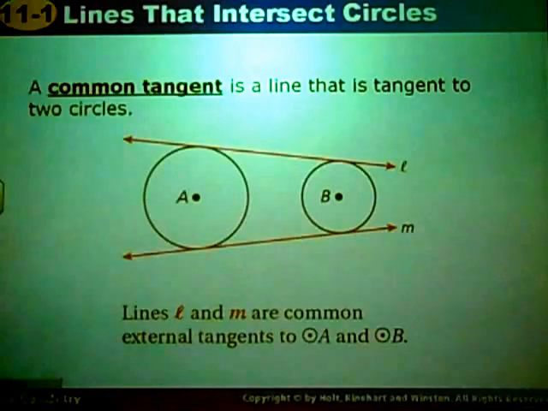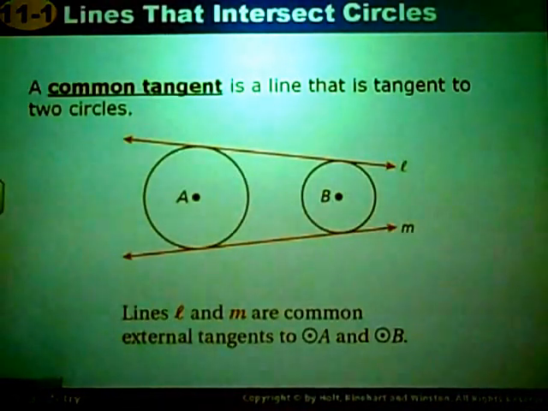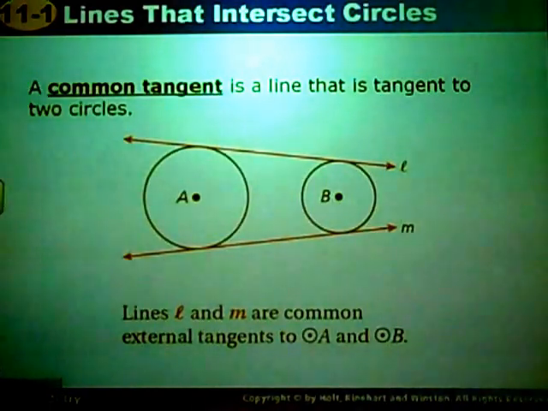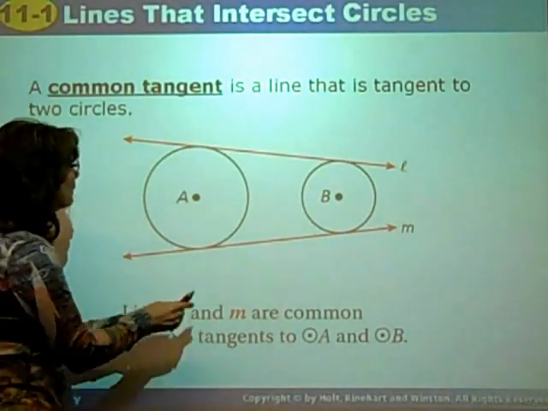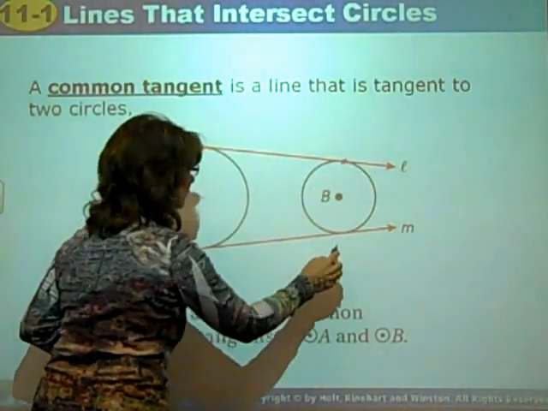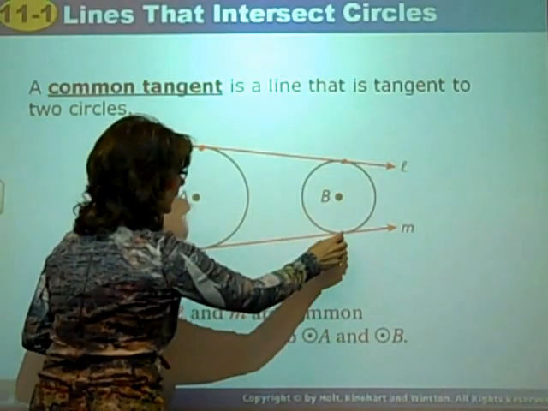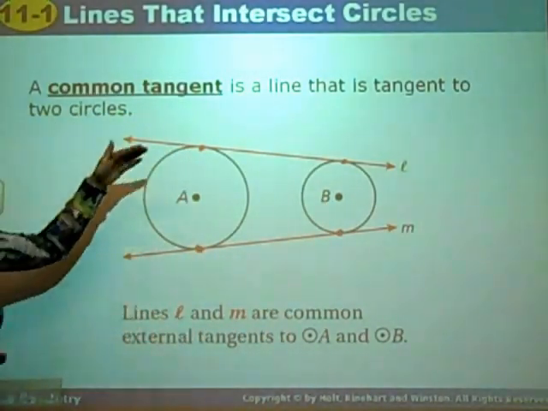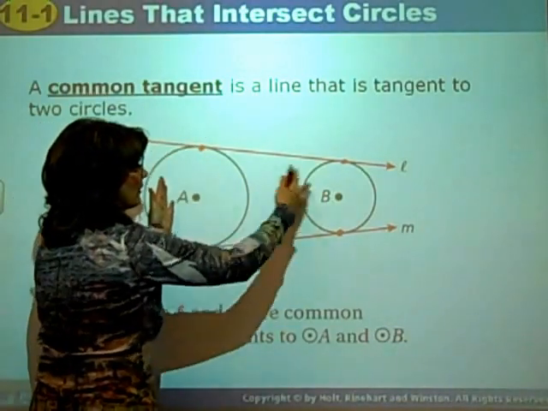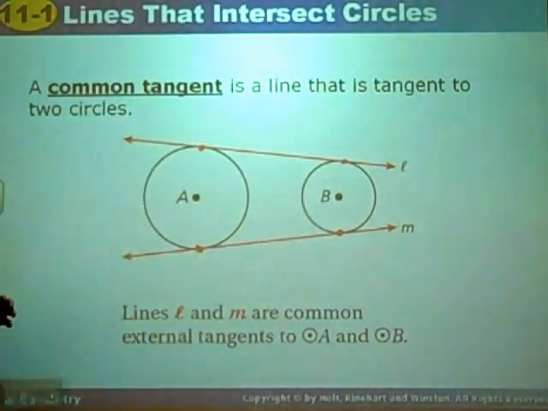There we go. Common tangent. Again, on the vocab sheet. A common tangent is a line that's tangent to two circles, so it touches each circle in one spot. So L and M are both common tangents for circles A and B, because they touch here, here, L does, and M touches B here and A here. So they're common. Now they're outside of the space in between them, so they're external tangents.